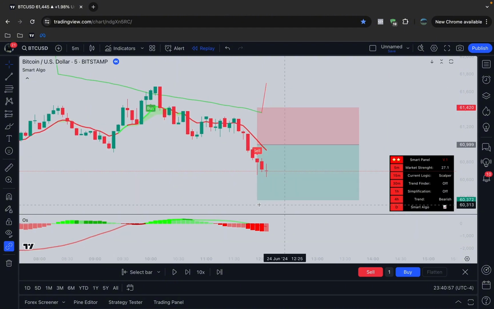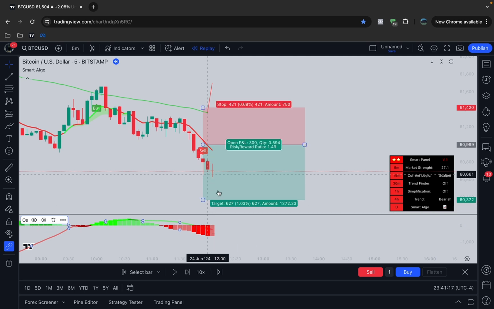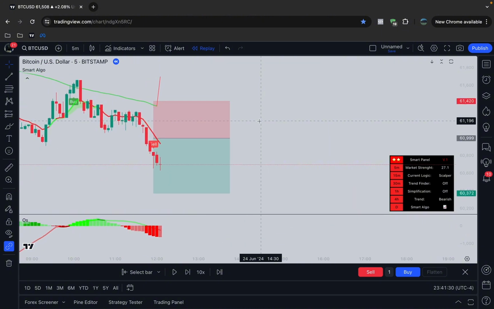So guys, as we can see over here, the oscillator was not looking too oversold. The columns were starting to get bigger and bigger, meaning that there's a high probability of the price pushing downwards before getting too oversold and then eventually pushing back up. So that's about it, guys. That is the entire strategy.